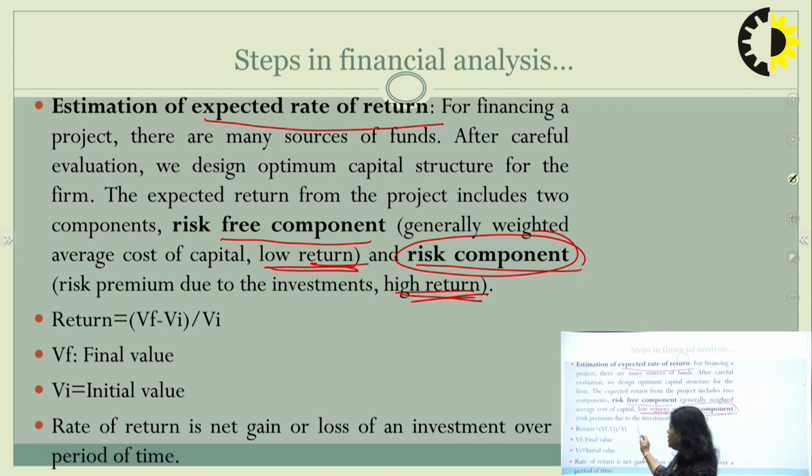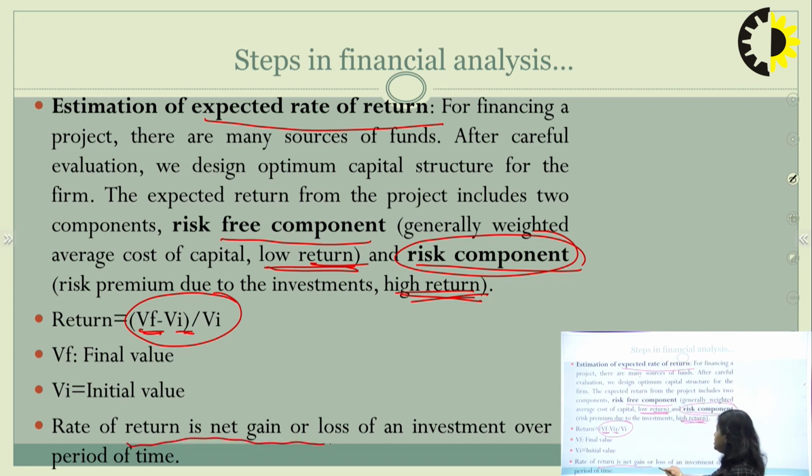So you can calculate this return using this formula: the final value minus the initial value, divided by the initial value. Based on that you have the rate of return, and you can say that the rate of return is the net gain or loss of an investment over a period of time. For a period of time you can find out whether your return will go in the positive direction or in the negative direction.